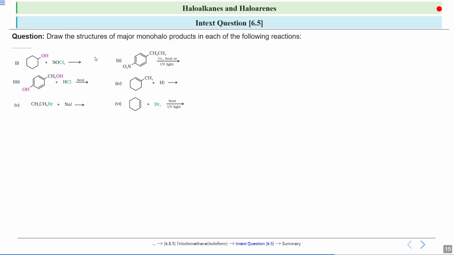So the product is a monohalo product. That means only a single halogen is going to be there in the product, and you have to draw the structure of the products in each of the 6 cases. So you are given some time, try to analyze this question, and then we will see the correct answer.